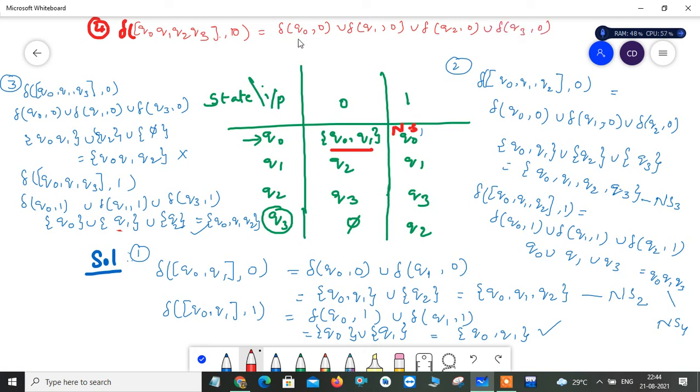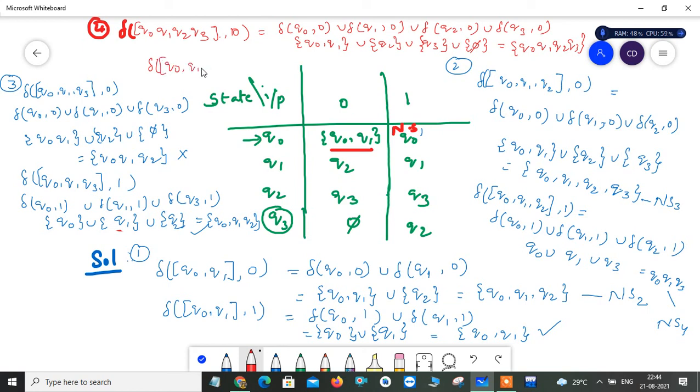So Q0 on 0 is nothing but Q0 Q1, and then union Q1 on 0 is nothing but Q2, Q2 on 0 is nothing but Q3, and Q3 on 0 is phi. So now you are finding that the union is Q0 Q1 Q2 Q3 itself. So this is again the existing state, not a new state. Now we are trying to find the transition with 1, right?